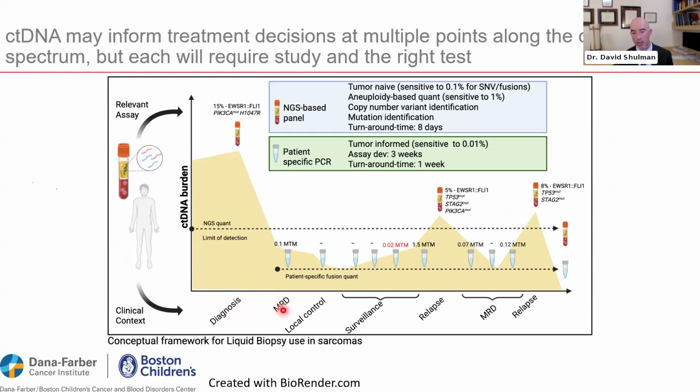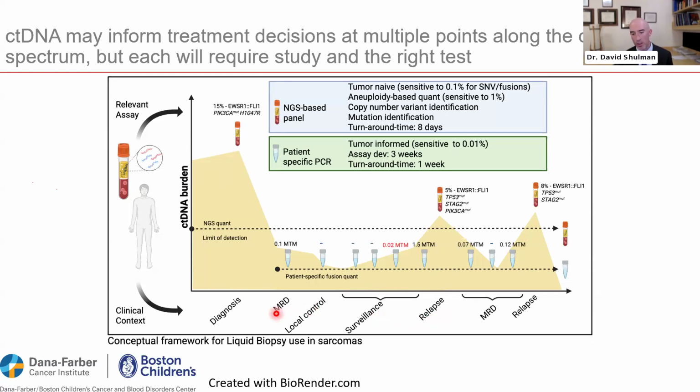Can we look at minimal residual disease after patients have had surgery or radiation or chemotherapy, and does that tell us something about how well the treatments worked? We can look at local control. During surveillance, we can see whether these assays can tell us on the early side when a tumor is coming back, so that maybe we can intervene earlier and have more effective relapse treatments. And then at time of relapse, could they make us smarter about using targeted therapies?